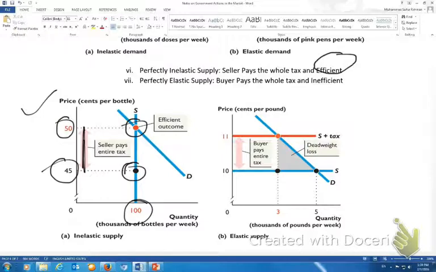The last one is when we have a perfectly elastic supply curve. So now we are looking at the right graph. Original equilibrium was at the intersection between the perfectly elastic supply curve and regular demand curve. Equilibrium quantity was 5, equilibrium price was 10.